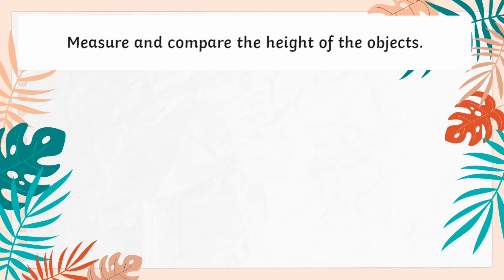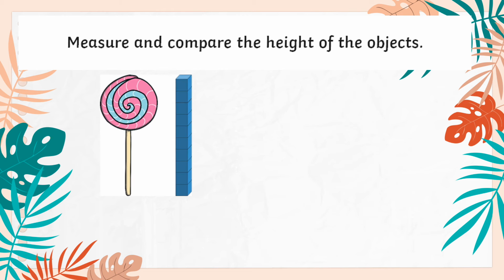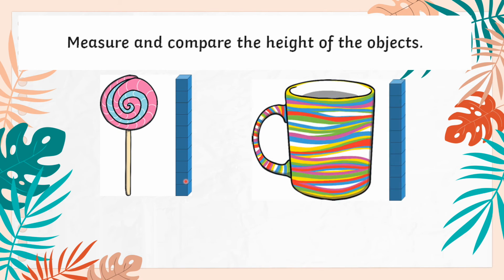Measure and compare the height of the objects. Now again we are going to measure the height of the objects here. So we have a lollipop and some base 10 blocks, and we have a mug and some base 10 blocks. You can see we use base 10 blocks that are equal to the height of both the objects. The lollipop is dash base 10 blocks.